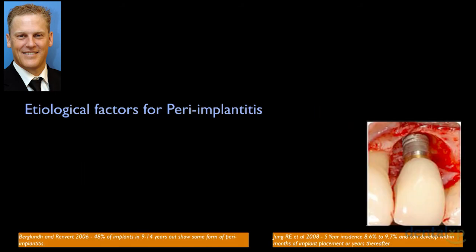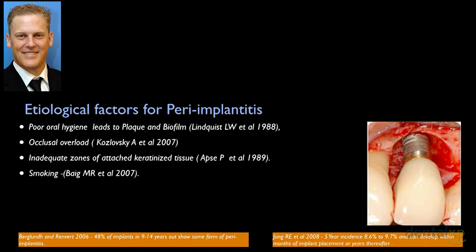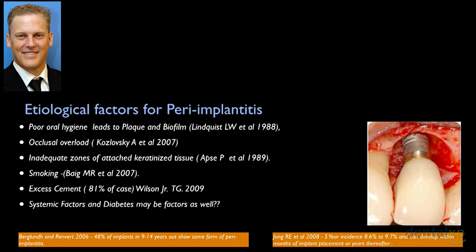What are the etiological factors for peri-implantitis? Well, there are numerous ones out there, including poor oral hygiene, occlusal overload, inadequate zones of attached tissue, smoking, excess cement, which Wilson has shown can be responsible for 81% of cases, diabetes and other systemic factors, and an implant perhaps placed too far buccally.